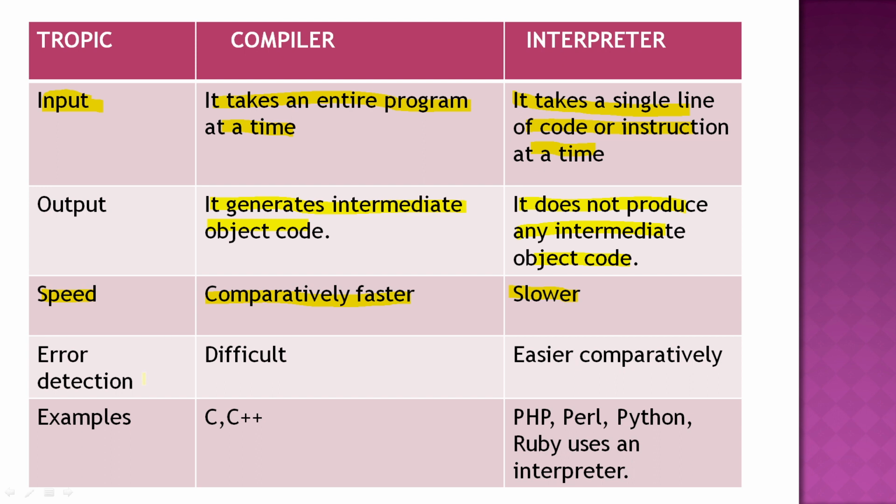Error detection: it is difficult in a compiler and comparatively easier in an interpreter. Examples of compilers are C and C++, and examples of interpreters are PHP, Perl, Python, Java also. Ruby uses an interpreter.